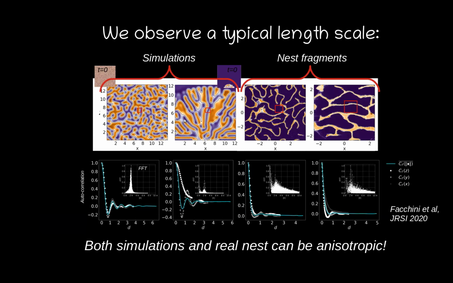So trying to be a bit more quantitative, we also observe that in both simulation on the left and nest fragments on the right, there is the appearance of a typical distance, so a typical size that is the size of the tunnels. And also, according to different initial conditions in our simulation, we can match different degrees of isotropy. So the spacing of the tunnels doesn't look the same according to which direction you are looking from.